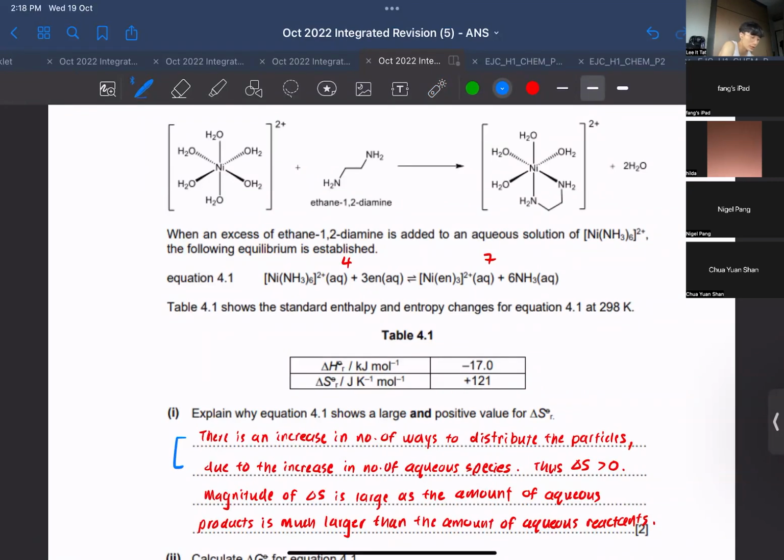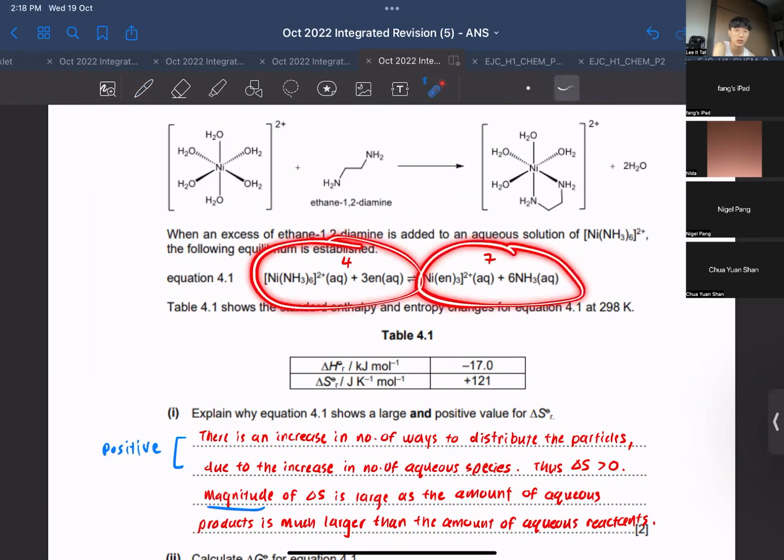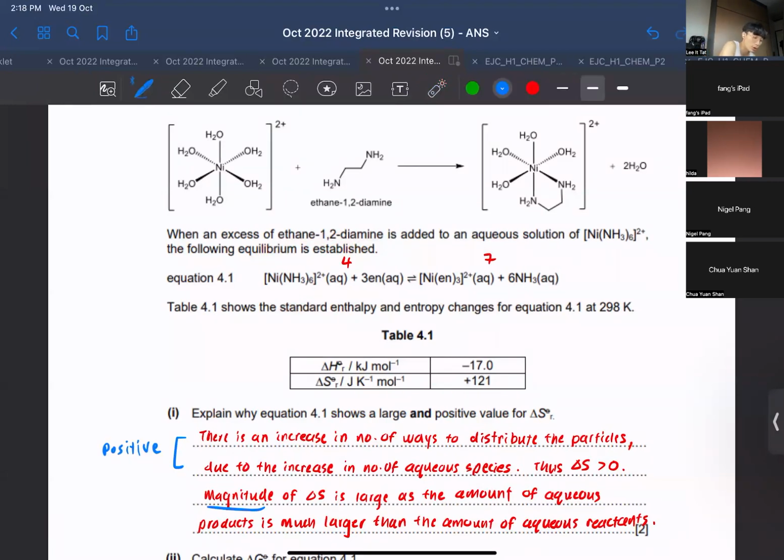The increase here already conveys the idea of positive entropy. Then the second part, I make it very clear to the examiner that I'm discussing the magnitude. So I write the word magnitude in my answer, because the amount of aqueous products is a lot more than the aqueous reactants. So I compare the right and the left. Since the products are more than the reactants, that conveys the idea of large magnitude.